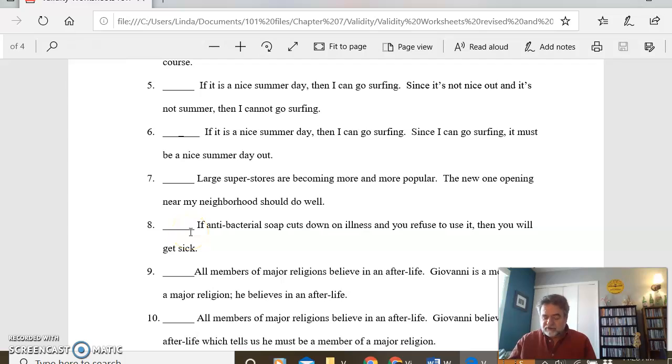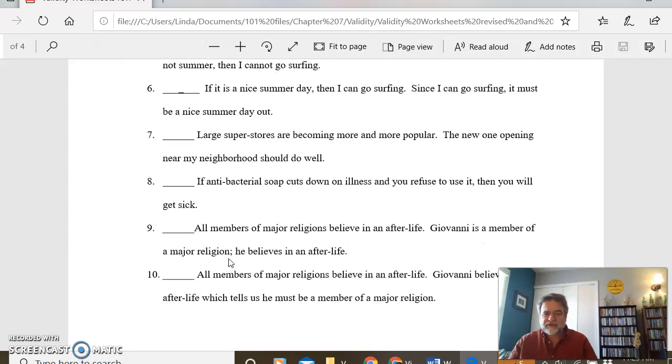Number 8 is similarly invalid because there's no certainty. It is saying if it cuts down on illness, okay, and you refuse to use it, you'll get sick. There's no certainty to that. We can't say you'll get sick. If it were worded differently, maybe so.